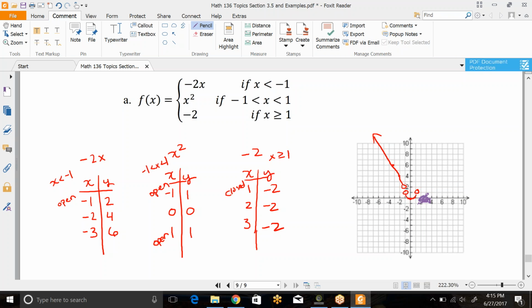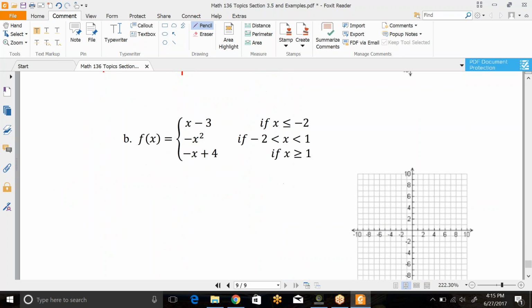So 1, negative 2, and that's closed. 2, negative 2, 3, negative 2. It's going to continue that way forever since it's always going to be negative 2 anytime x is greater than or equal to 1. So you have three different chunks: a slanted line, a part of a parabola, and a constant flat line.